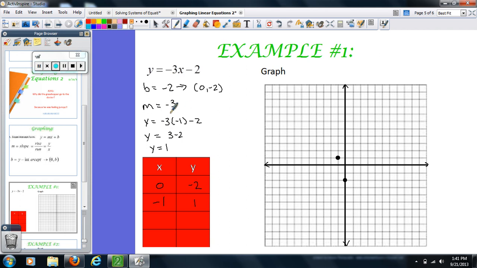The other way is I can use my slope. So my slope is negative 3. Make it a fraction, y over x. So this means I'm going to go down 3, and I'm going to go right 1. So let me change this over again.